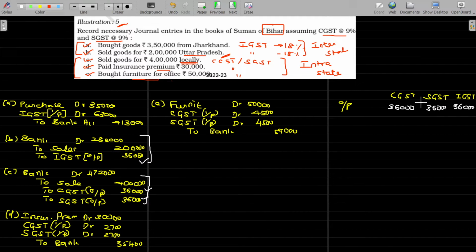Now I have to group the input tax also. In the case of input tax, 63,000 is there, IGST case as per the adjustment A. Okay. And in D, 2,700 and 2,700, 2,700 for CGST, 2,700 for SGST. And as per E, I have CGST being 4,500, SGST being 4,500.